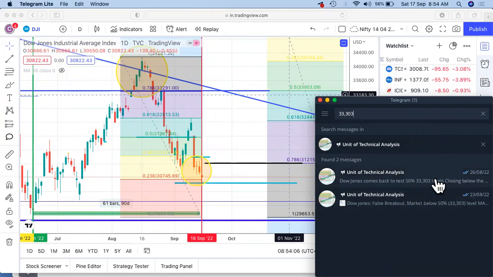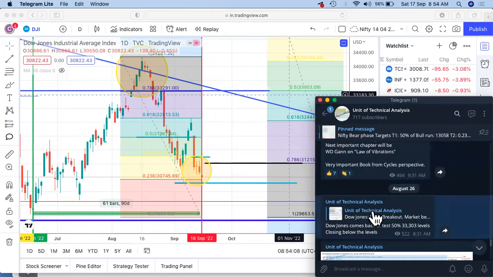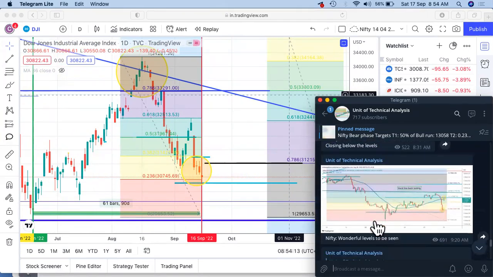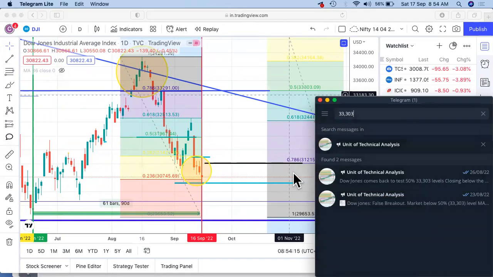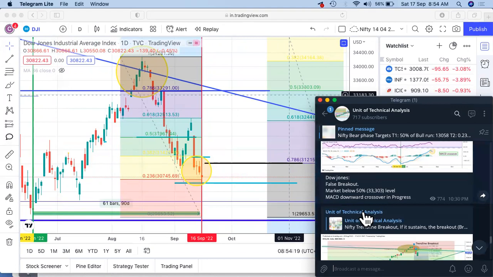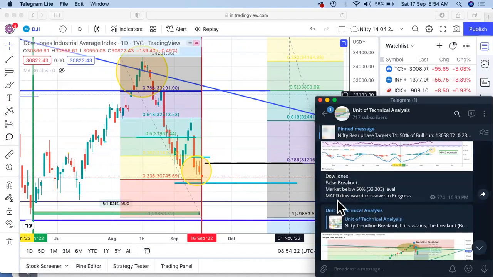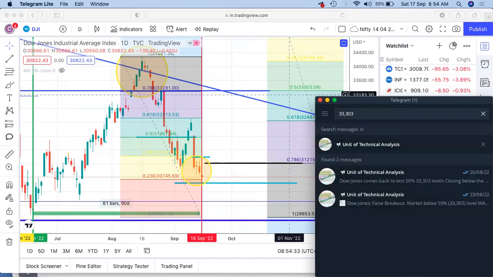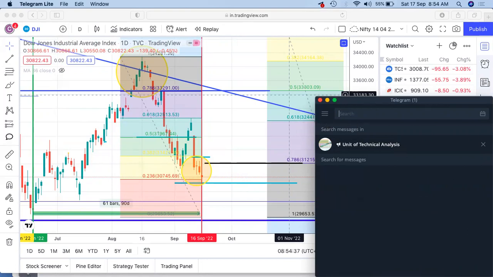So on 26th August, again, we had given details: Dow Jones comes back to backtesting, which is the first part. And on 23rd August, yes, we had said that Dow Jones false breakout, market below 50% level, MACD downward crossover in progress. So there was a crossover in progress, and after that it has also come down below this 33,303. I beg your pardon, those levels.